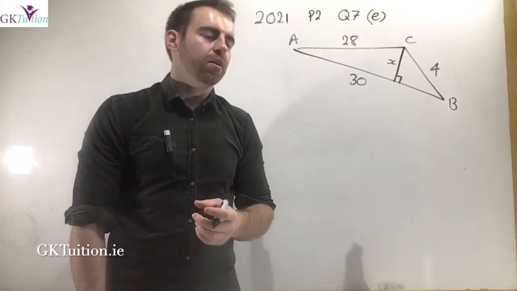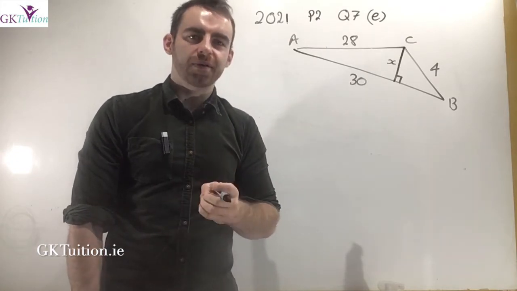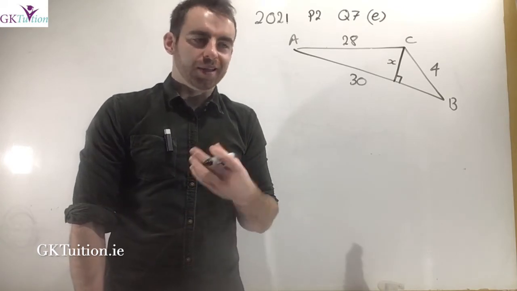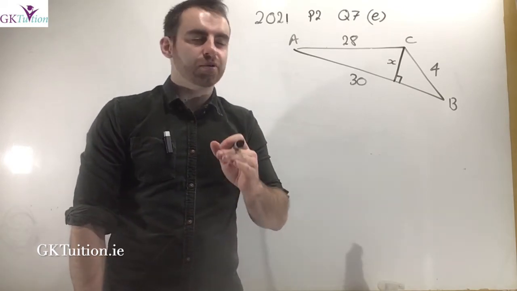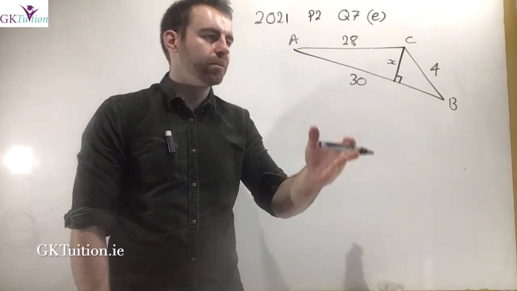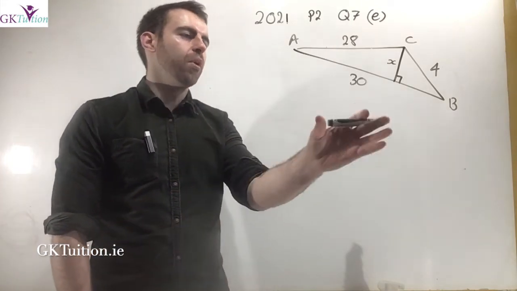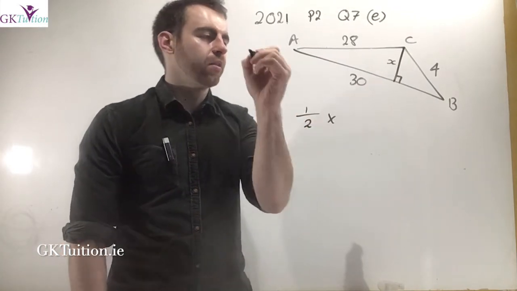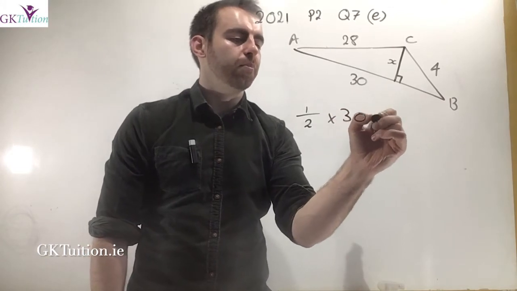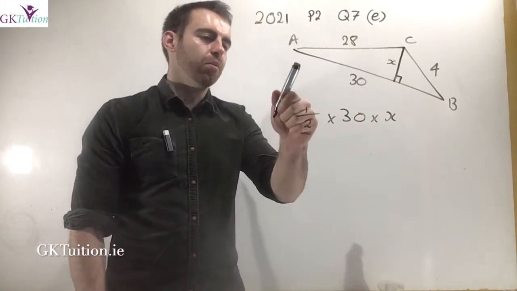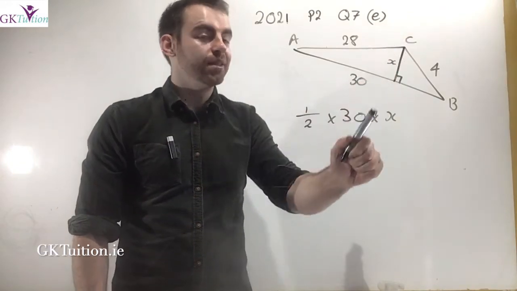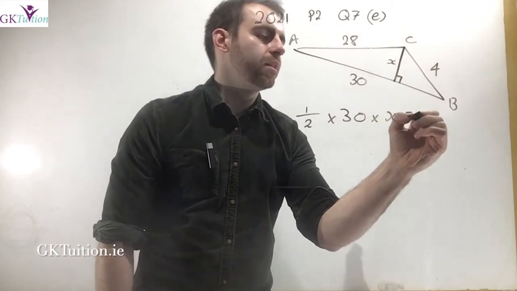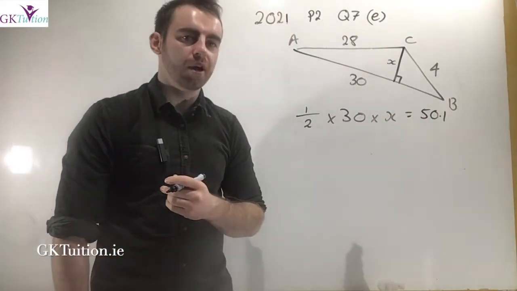In part D, we worked out that the area of this triangle is 50.1 kilometers squared. And you remember from junior cert, the easiest way we have of getting the area of a triangle is half by the base by the perpendicular height. If I wanted to get the area of this triangle using that formula, it would be a half, and I could consider the base to be 30 and the perpendicular height to be x. So if I multiply a half by 30 by the distance that I'm looking for, that's the area of the triangle. We already know that the area of the triangle is 50.1 kilometers squared.